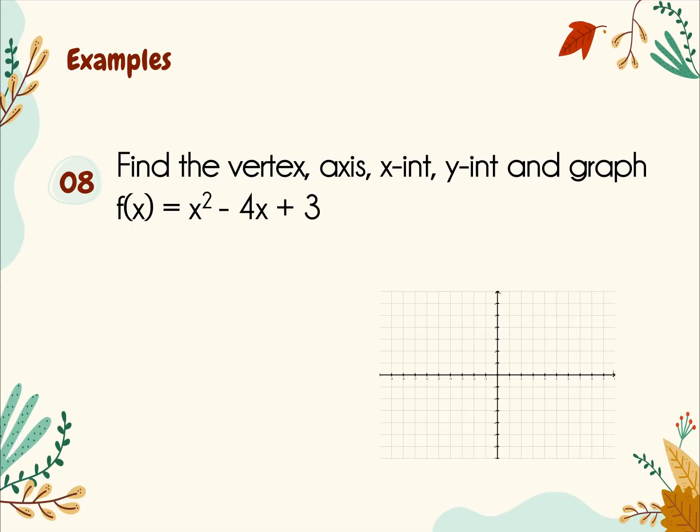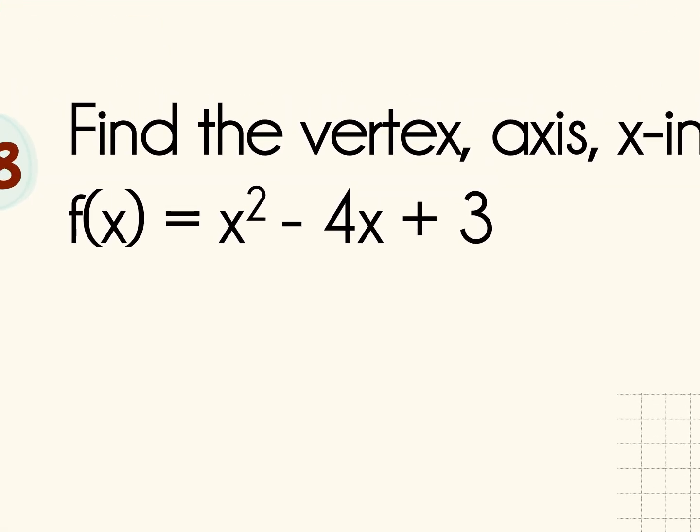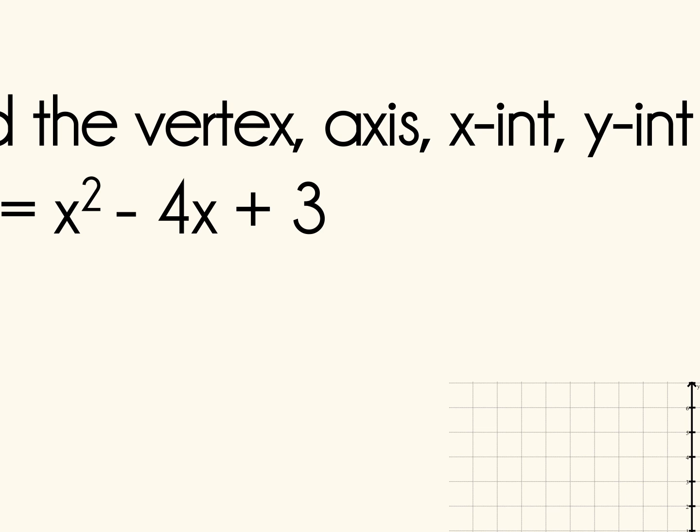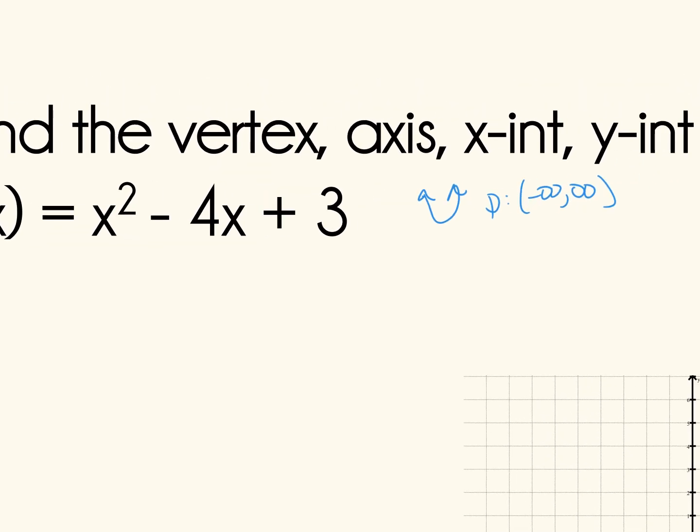All right, let's do another one. Find all the things, okay? So the first thing I'm going to do is say, okay, which direction is my parabola facing? It's up, it's a positive. What's my domain going to be? It could be anything I want, negative infinity to positive infinity. So what else can we identify by looking at this? Oh, our y-intercept. Our y-intercept is just going to be the constant. So my y-intercept is going to be at 0, 3.